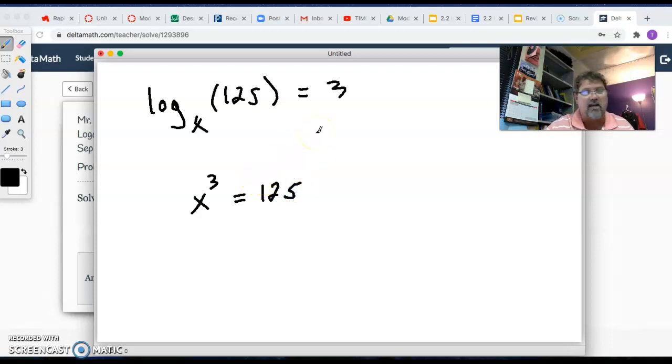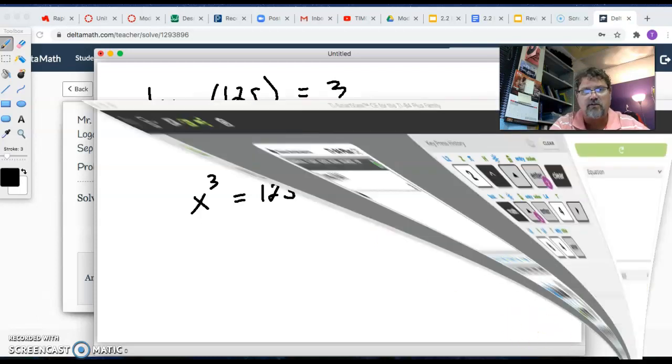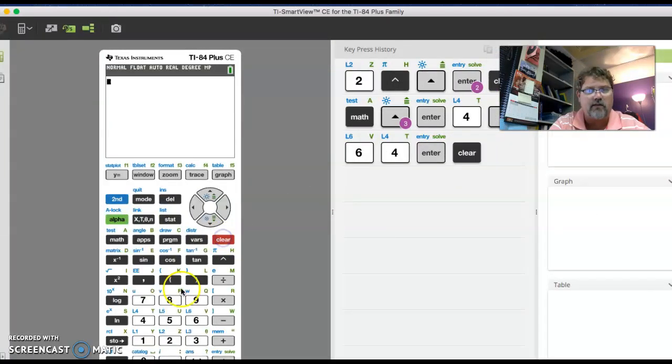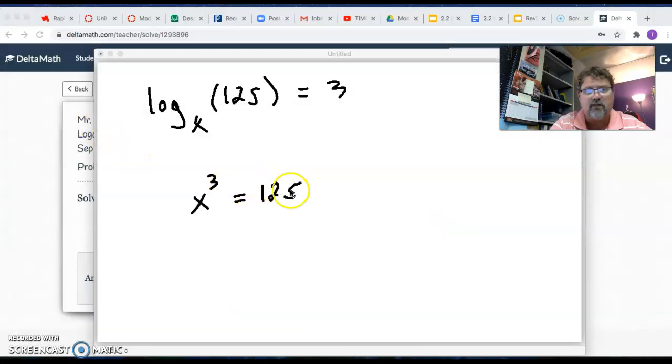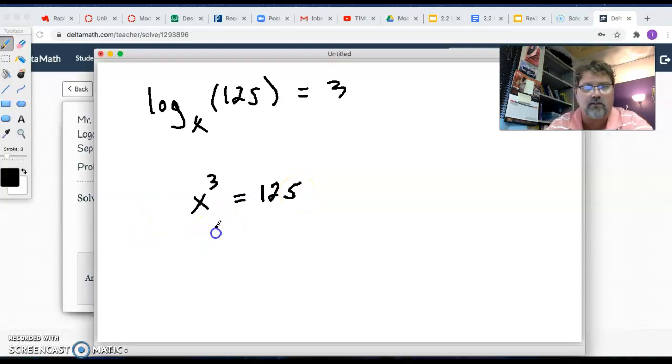It turns out that 5 cubed is 125, but if you didn't know that, you could consult your calculator and say, well, what is 125 raised to the 1/3 power? Or you could use the x root function inside there. It turns out that it's 5. All right, so to solve this, it's actually x is 5.